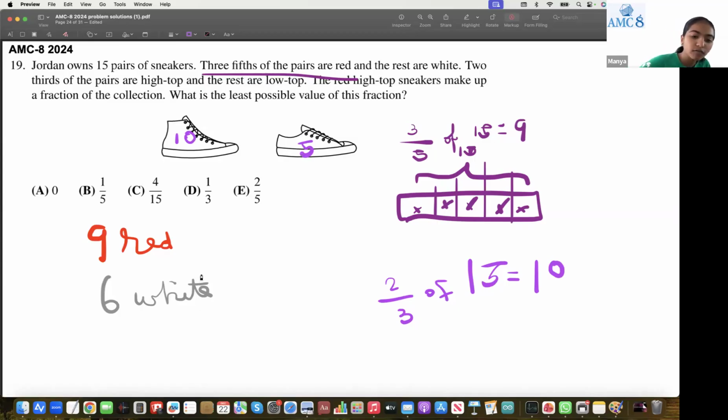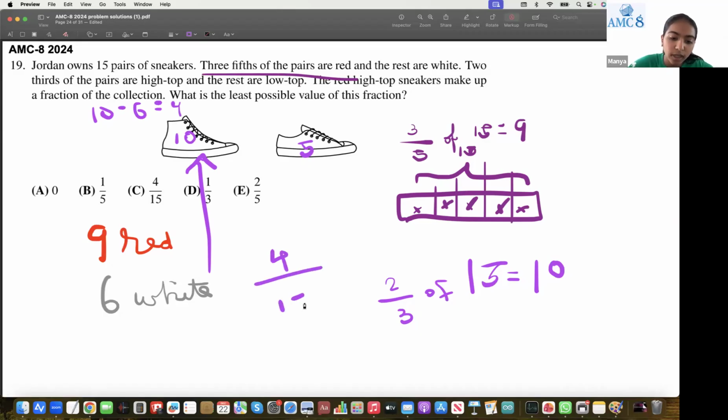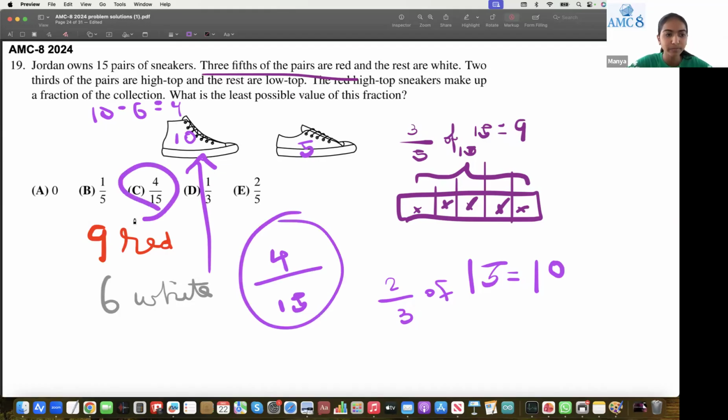So we can place all of the 6 white as high top. So there can be 6 white high top. And there's going to be 10 minus 6, which means that there should be 4 red high top, right? Here we know that there's 6 white high top out of the 10, and there's still 4 remaining. So the 4 high top must be red. So there must be 4 by 15. 15 is the total, and 4 of them are red high top. And this would be our fraction and our answer choice C.